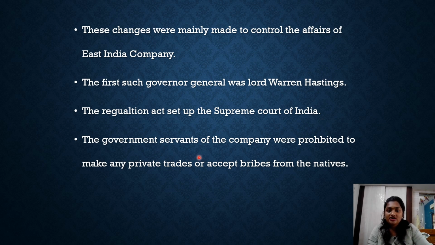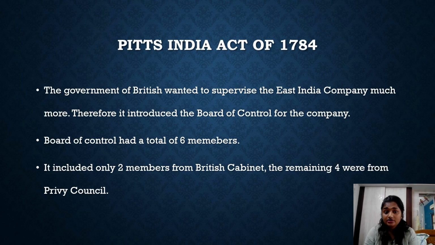And the government servants of the company were prohibited from accepting any private trades. Even now, no government persons are allowed to take any private trades or bribes. And this was set up for the very first time during the year 1773 under the Regulation Act. So no government servants are allowed to make any private trades or accept bribes from the natives of the Indian land.